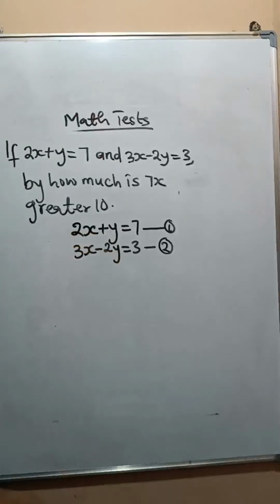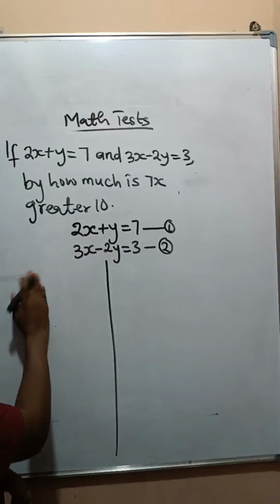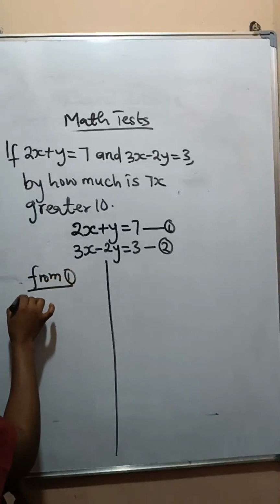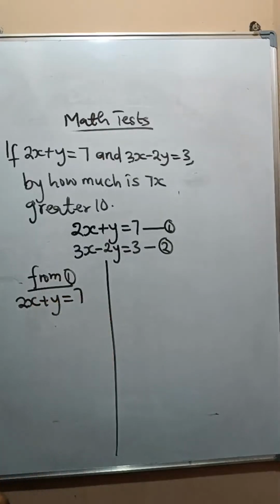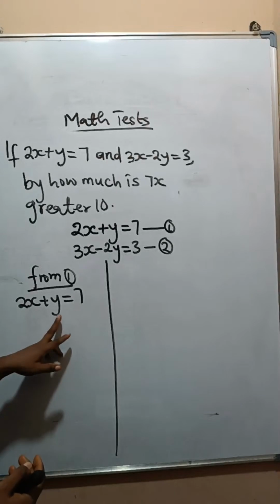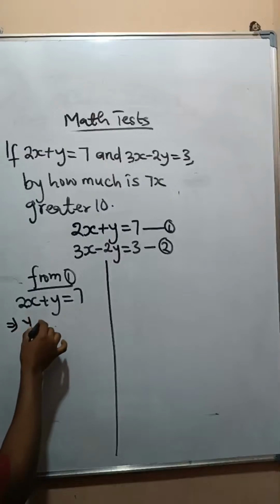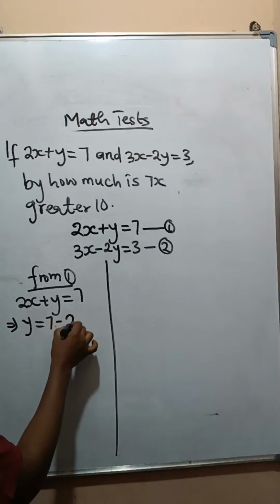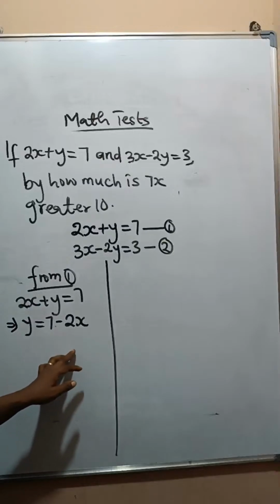So using the substitution method from equation 1, I don't know if you can see this. So from equation 1, we have that 2x plus y is equal to 7, right? So we need to make y the subject of the formula. So this implies that y is equal to 7 minus 2x. Okay, so we have y is equal to 7 minus 2x.